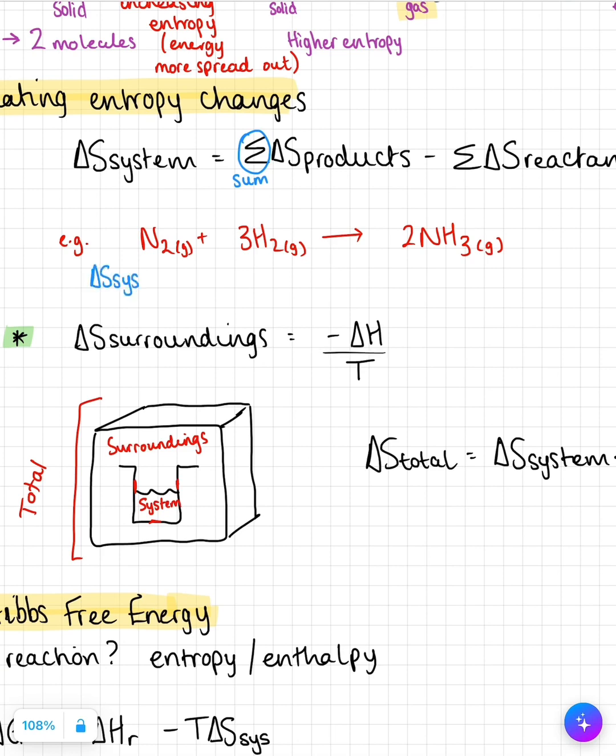So if we wanted to calculate the overall entropy change of the reaction between nitrogen and hydrogen to produce ammonia, we would look for the entropy of the product. So that is the entropy of 2 lots of NH3. The stoichiometry, the number of moles, is important. We'd minus that from the sum of the entropy of the reactants. So that's the entropy of N2 plus the entropy of 3 lots of H2.